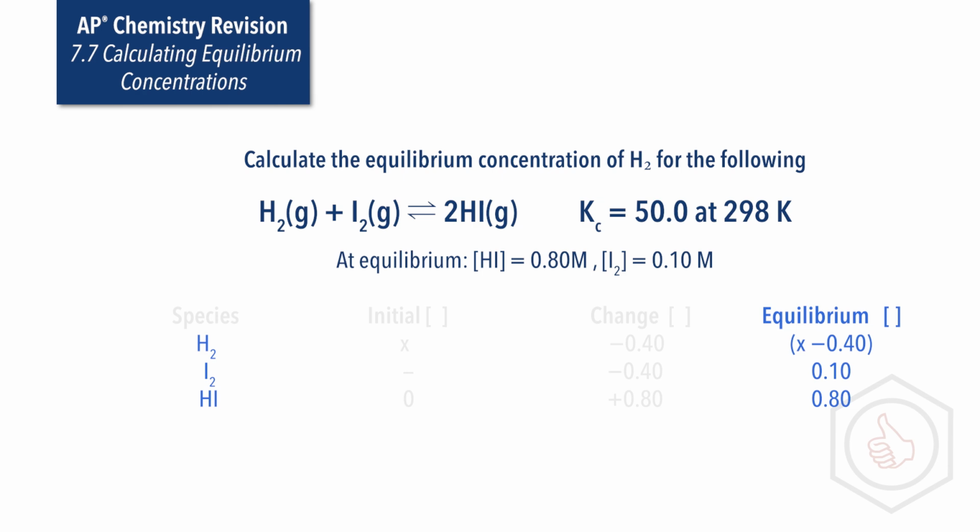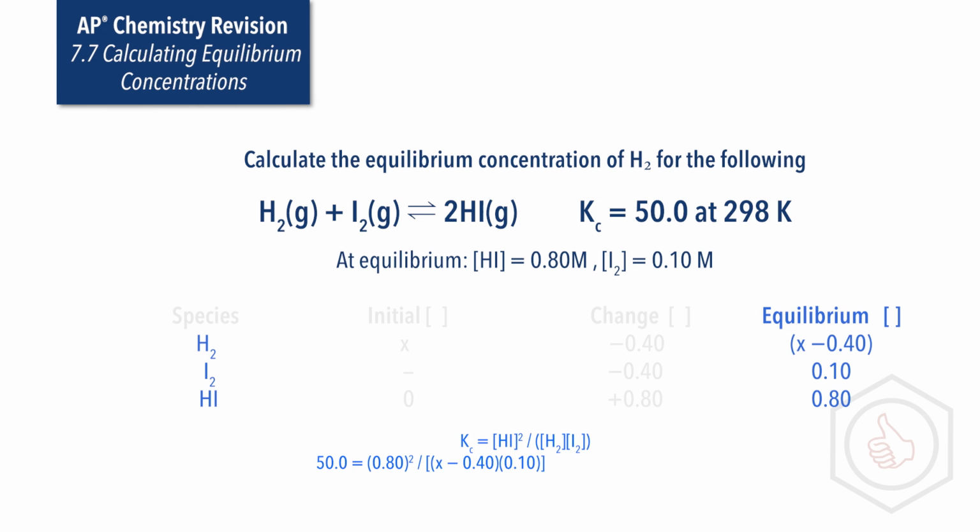So the expression will be Kc equals concentration of HI squared divided by concentration of H2 times concentration of I2. We're told the Kc value is 50, so 50 equals the concentration of HI, 0.8 squared, divided by the concentration of H2, x minus 0.4, times the concentration of I2, 0.1.